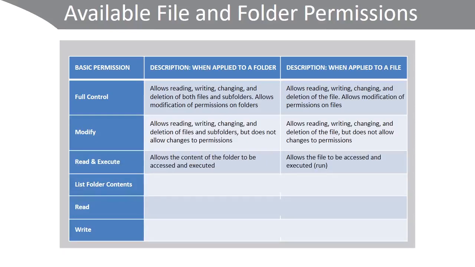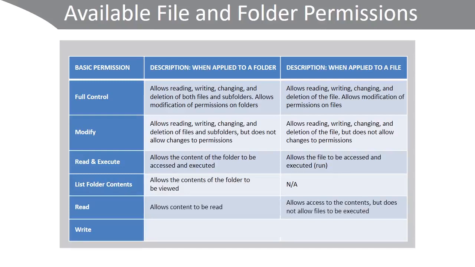List folder contents doesn't apply to a file, but does apply to a folder and is pretty self-explanatory. Read permissions allows you to view the content of a folder, allows the contents to be read, in other words. On a file, it allows you to access the content so you can open the file, but does not allow you to run a file. And write allows for the addition of files and subfolders in a folder and allows a user to modify, but not to delete a file.